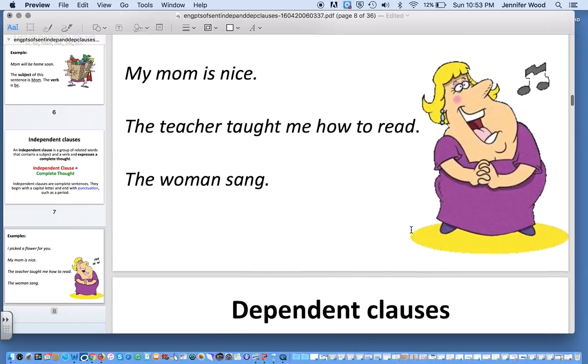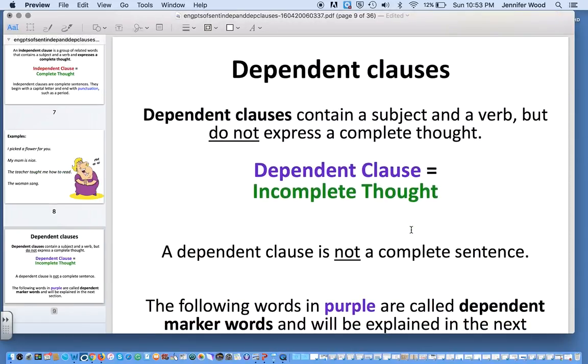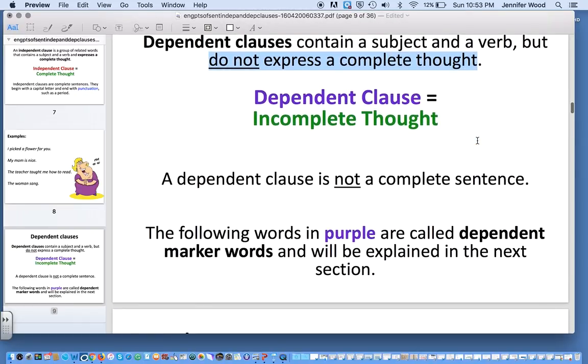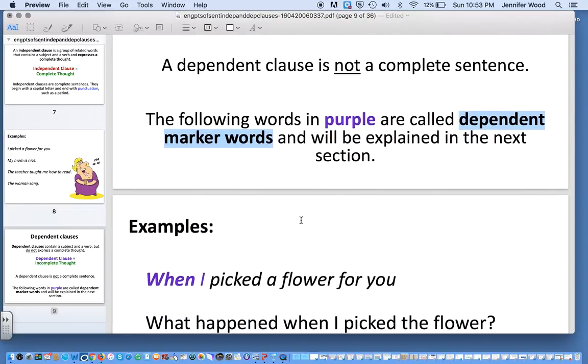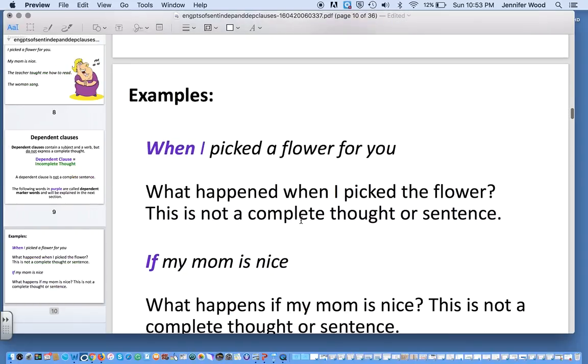All right. A dependent clause also contains a subject and a verb, but it doesn't express a complete thought. It leaves your reader hanging. Okay. The following words in purple are called dependent marker words. We're going to talk about those some more as we build sentences. There's conjunctions, a different kind of conjunction. But for this, we'll just call them marker words.